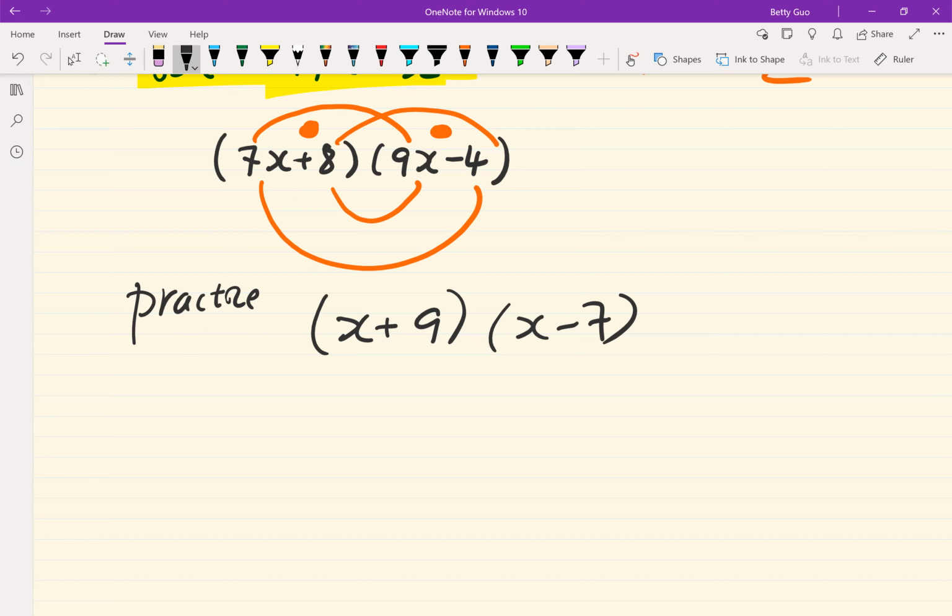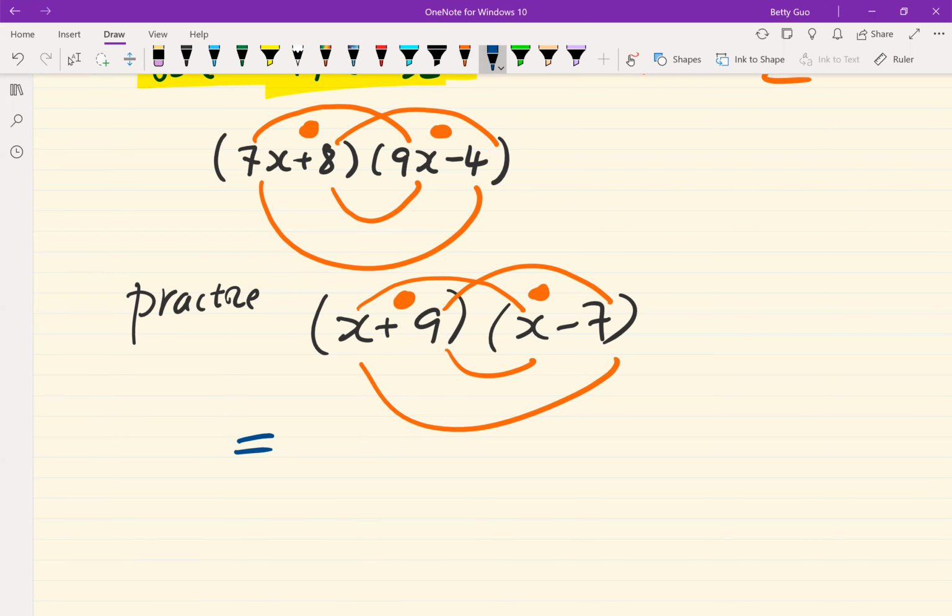I see most of you get it. That's very good. We can try George in this case. Left eyebrow, right eyebrow, nose and chin. He's a happy boy. Left eyebrow is first times first, x times x. Right eyebrow, 9 times -7. What is 9 times -7? Nose is 9x. What about the chin? The chin is the outside.